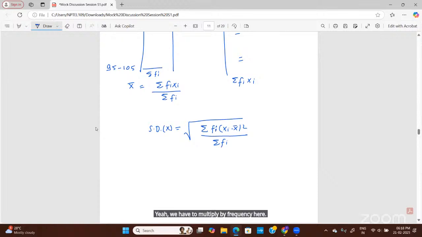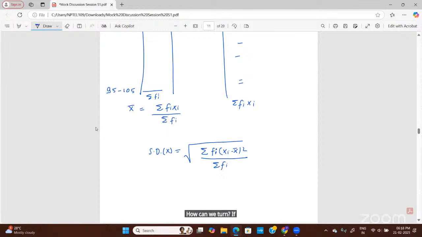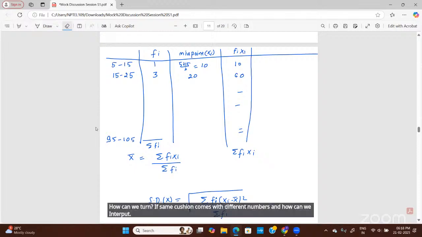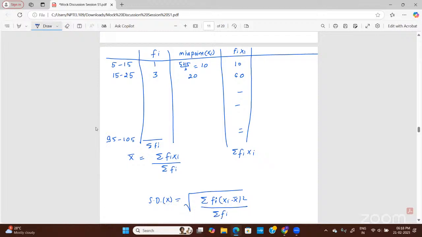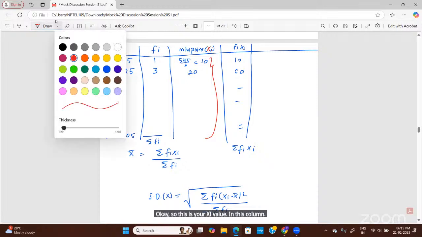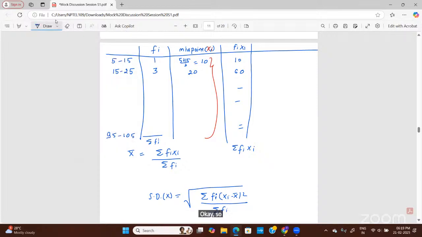Ma'am, if the same question comes with different numbers, how can we interpret? Okay, so for this question, what you have to find is (xi minus x bar) whole square. These midpoints are your xi value in this column. The thing you have to find next is xi minus x bar, and then you have to take the square of it.